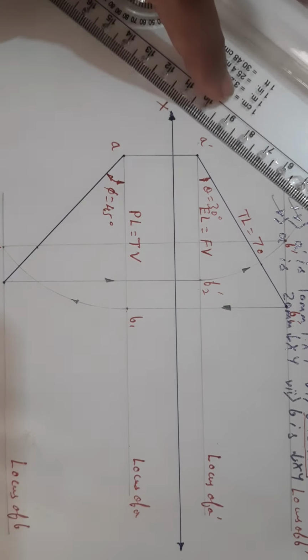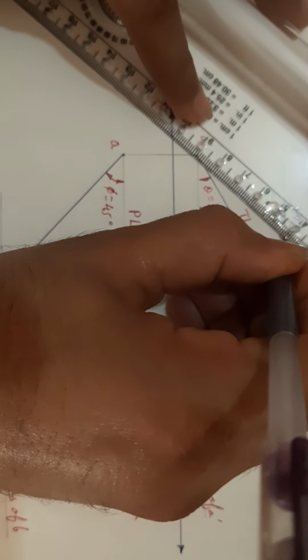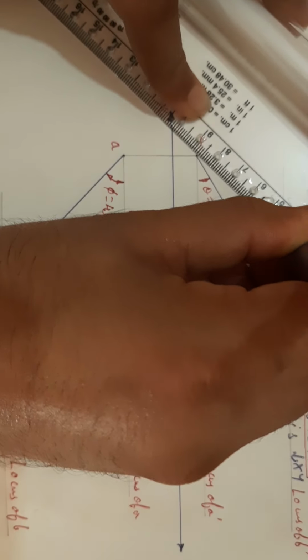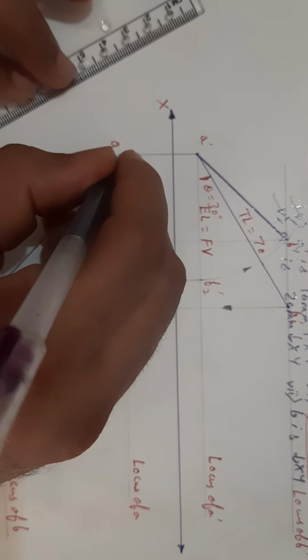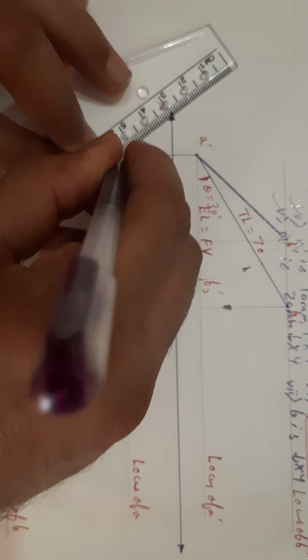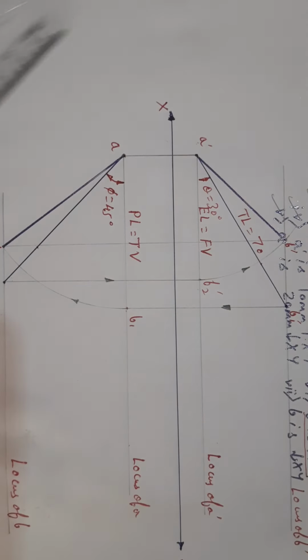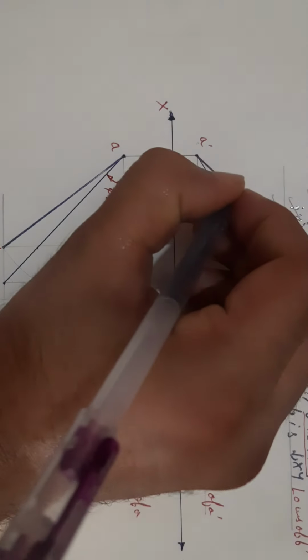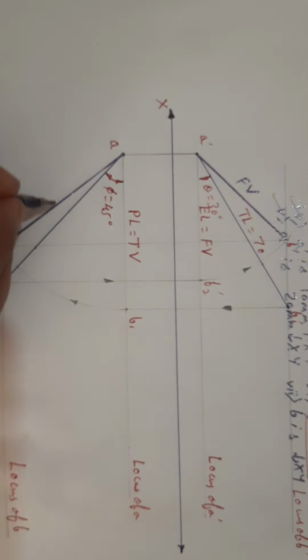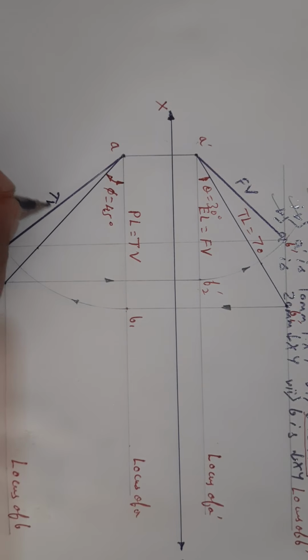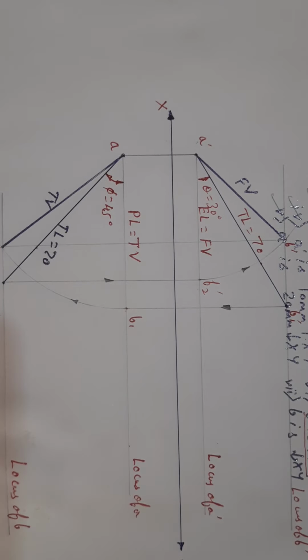And now I can join A dash to B dash by means of a thick line. That will be my front view length. A to B, I will be joining it with the help of a thick line, that is AB. So friends, here it is. This is named as the front view length. This is named as the top view length. This was the true length, is equal to 70. This is the top view length.